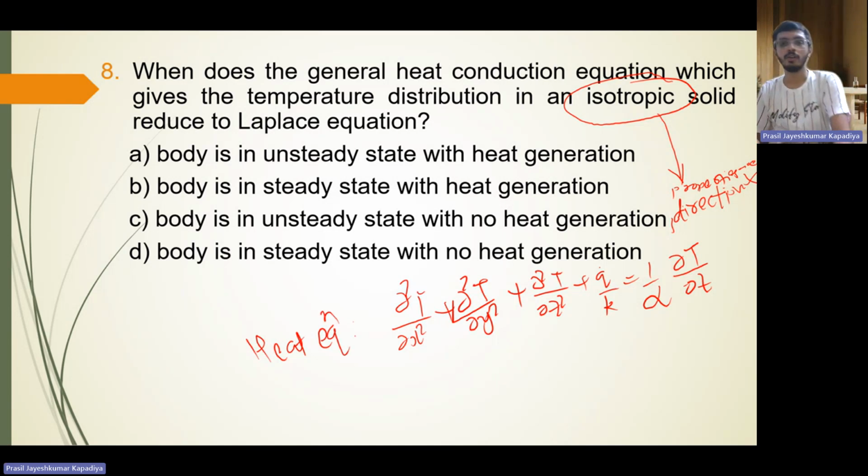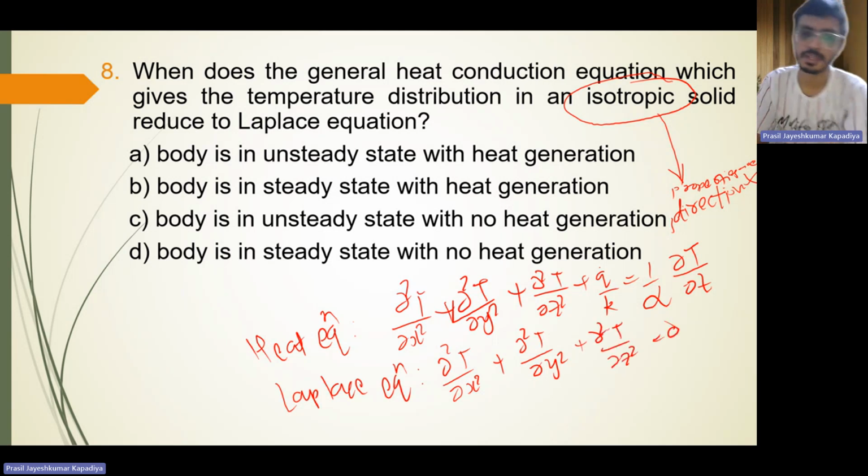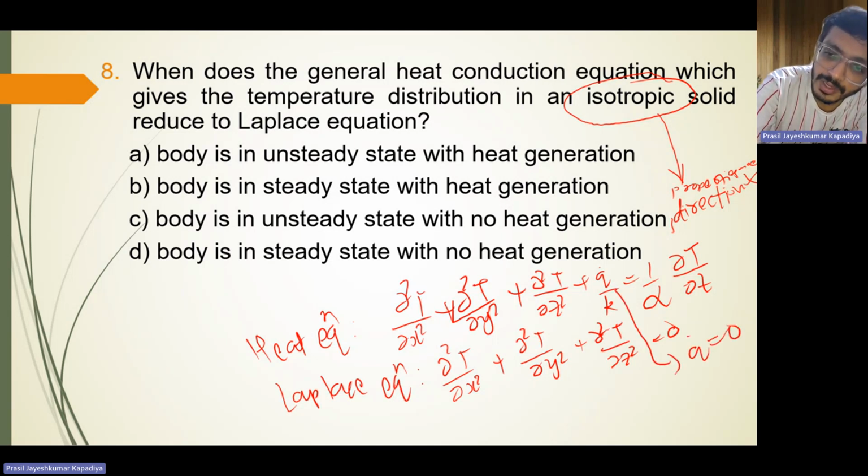Correct. Now, what is my Laplace equation? My Laplace equation is ∂²T/∂x² + ∂²T/∂y² + ∂²T/∂z² = 0. So what is asked: when does the general heat conduction equation, which gives the temperature distribution in an isotropic solid, reduce to the Laplace equation? It is when the heat generation term Q is equal to 0 and ∂T/∂t is equal to 0.